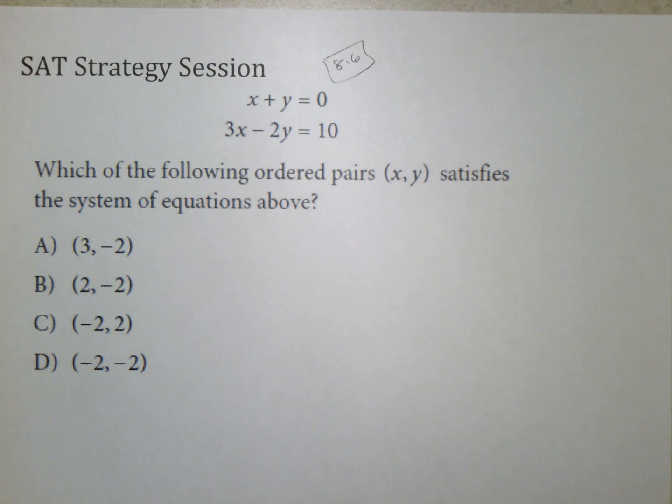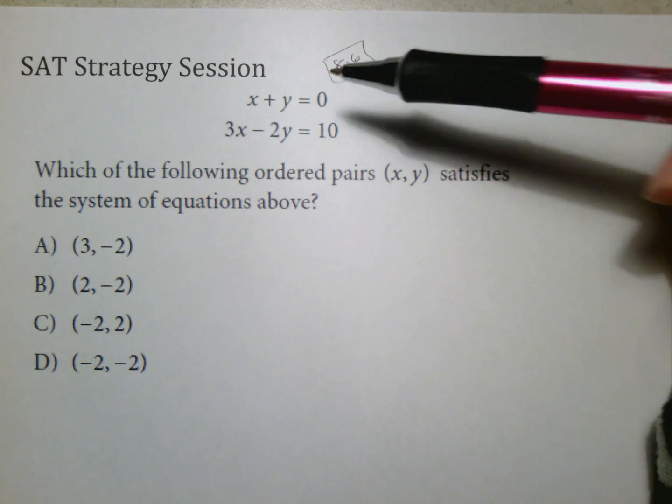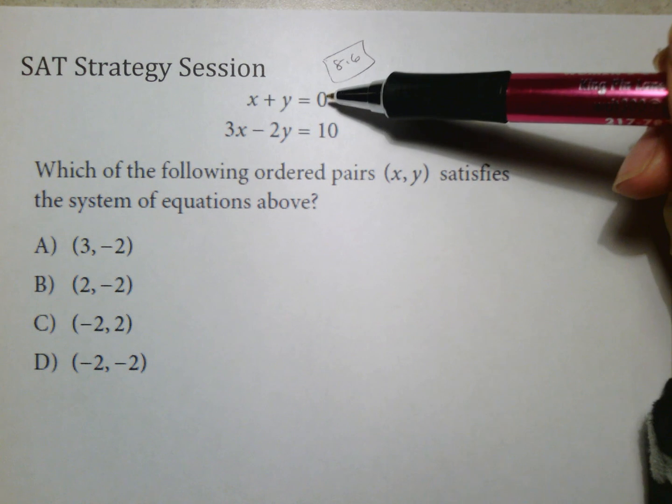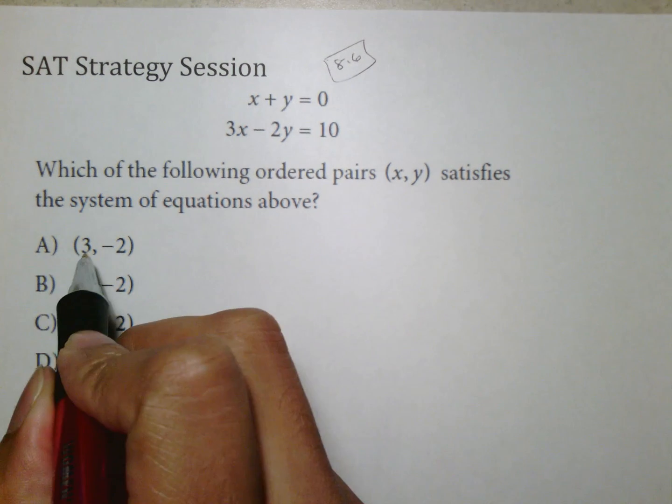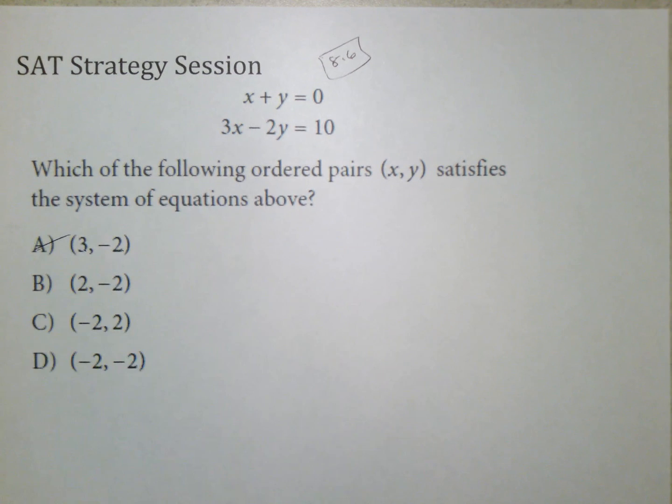Once again, looking at the SAT strategy session first for 8-6. This gives us a system of equations that asks which set of ordered pairs satisfies the system above. And again, usually the SAT and multiple choice questions give you something that you can think your way through. If I were you, I would focus on the part that says x plus y equals 0. Because if x plus y equals 0, that means that when you put those two together, they should be opposites. And if you look at 3 plus negative 2, it is not 0.